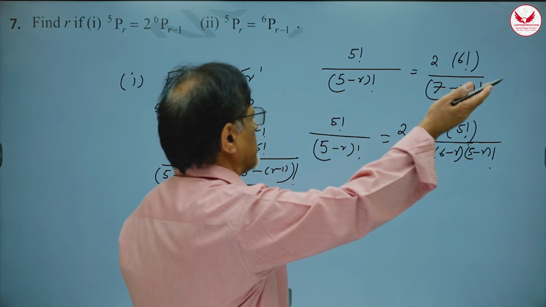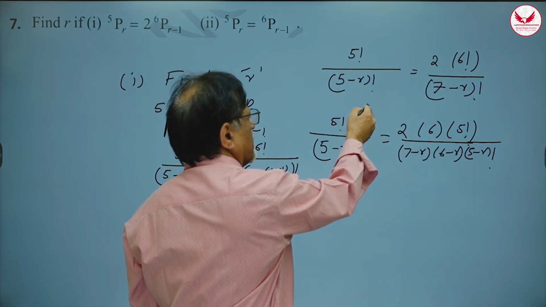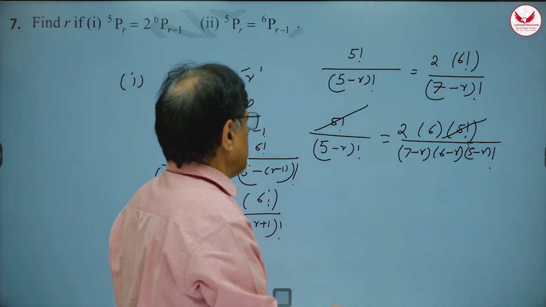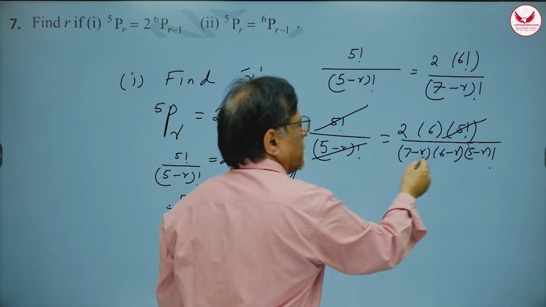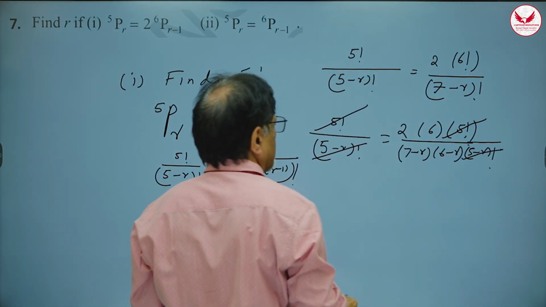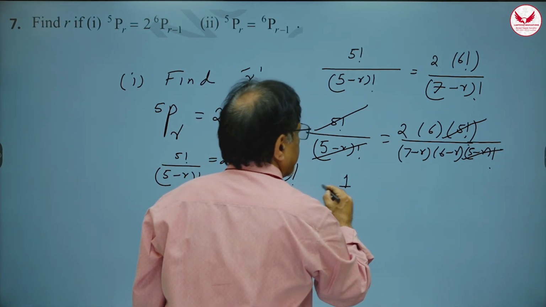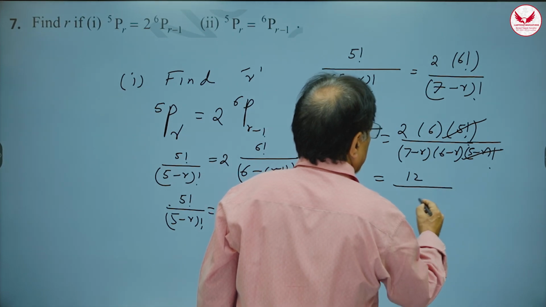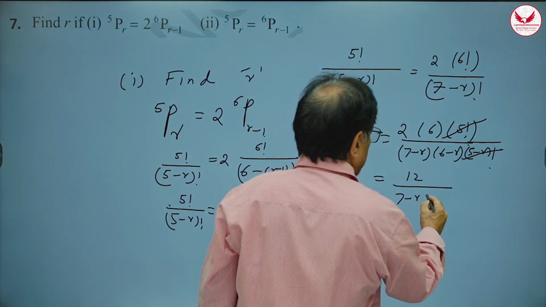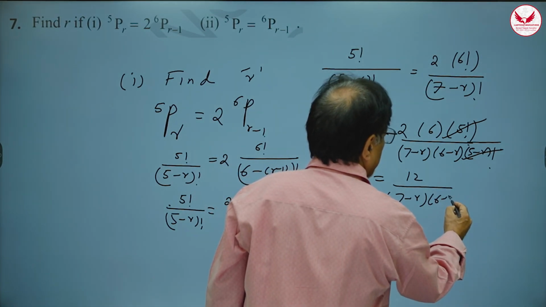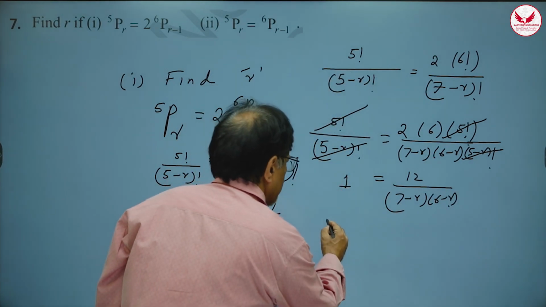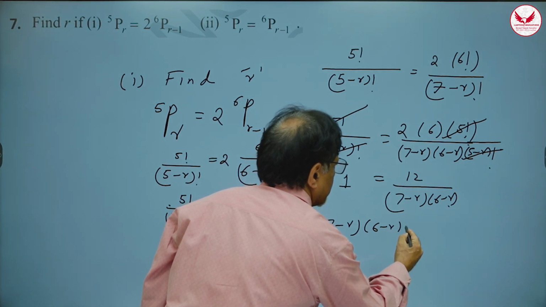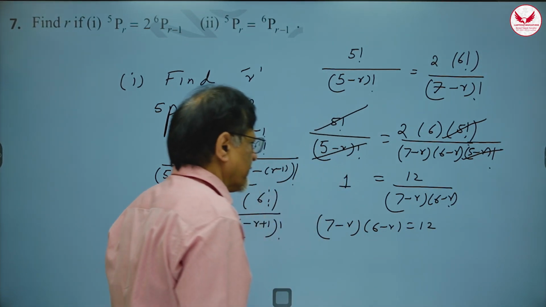Now there is a lot of cancellation involved here. We'll happily cancel all these terms. 5 factorial here can be cancelled with 5 factorial here. (5-r) factorial can be cancelled with (5-r) factorial. So what will be left here? Simply 1, right? And what will be left here? 12, right? 12 divided by (7-r) and (6-r), correct? Which means (7-r) multiplied by (6-r) is equal to 12.